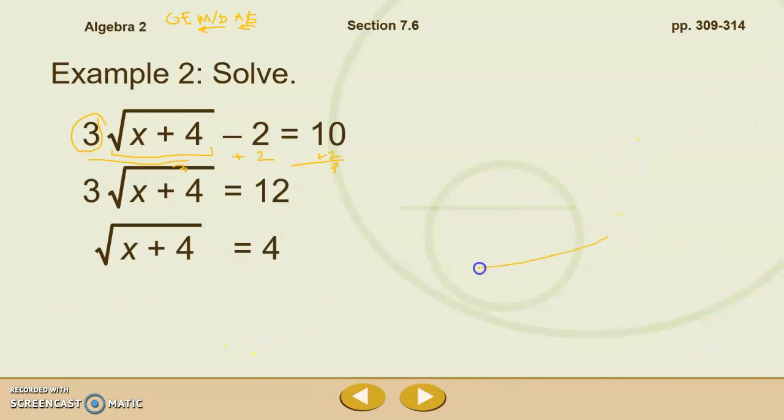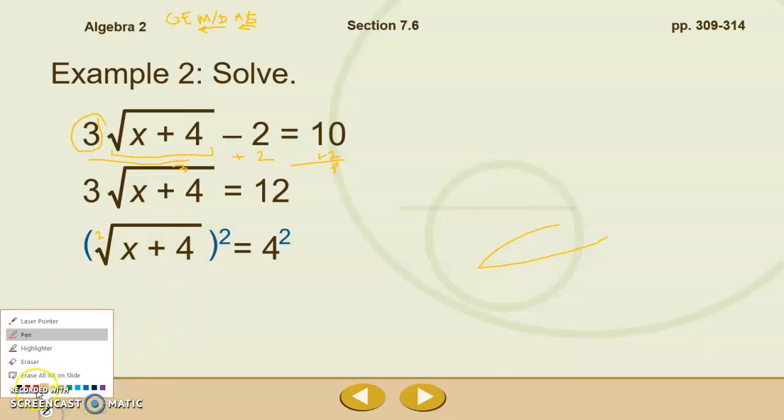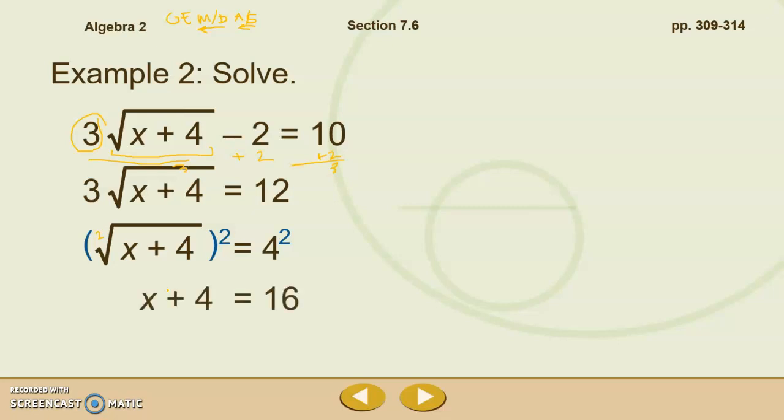Step 2 is eliminate the radical by raising to the appropriate power. I've got an index of 2 here, so I need to raise to a power of 2. So I'm going to raise over here to a power of 2, and whatever I do to the left side in an equation, whatever I do on one side, I've got to do on the other side as well. So I've raised the other side to a power of 2 as well. On the left, when I raise a square root to a power of 2, that just eliminates the root, so I've got x plus 4. And on the right side, 4 squared is 16.